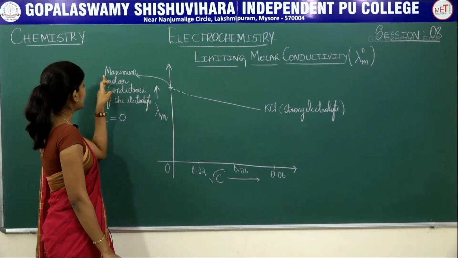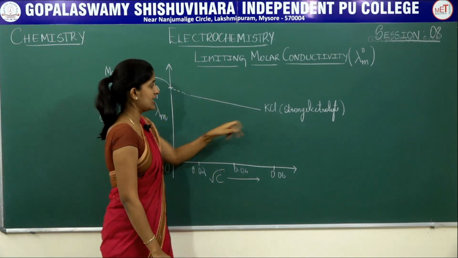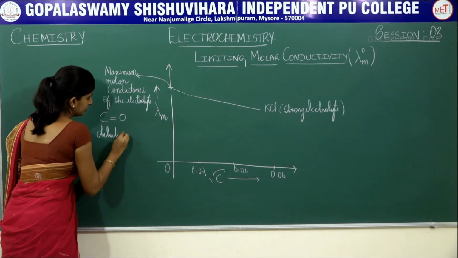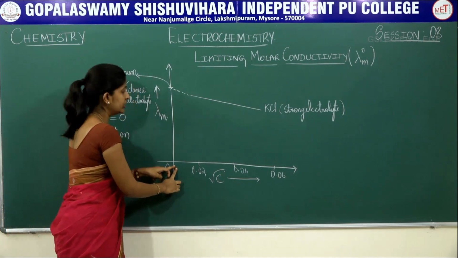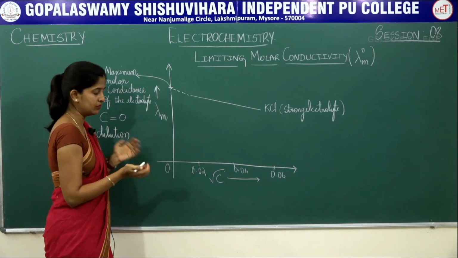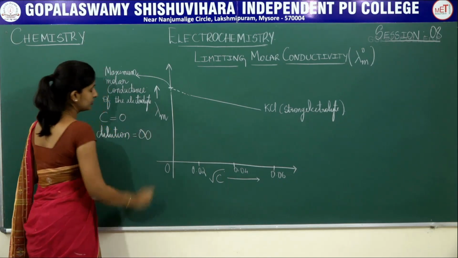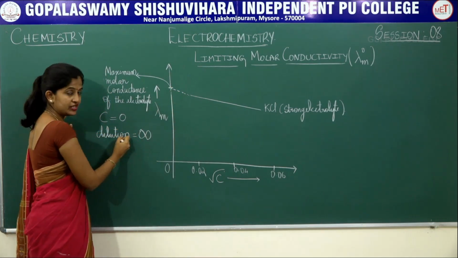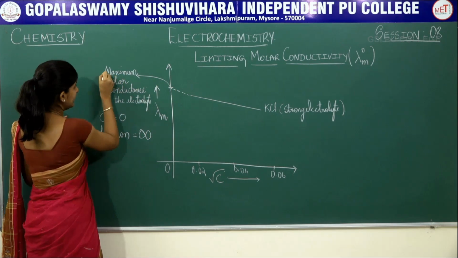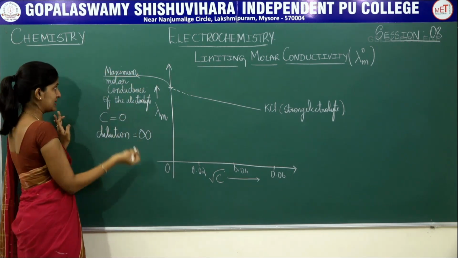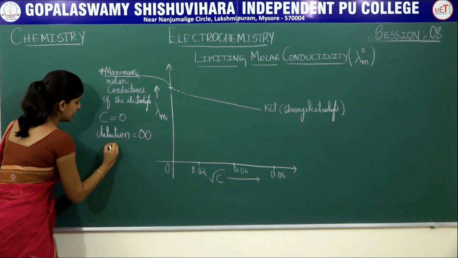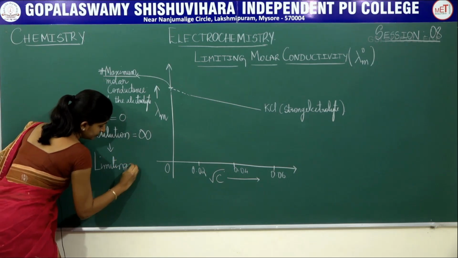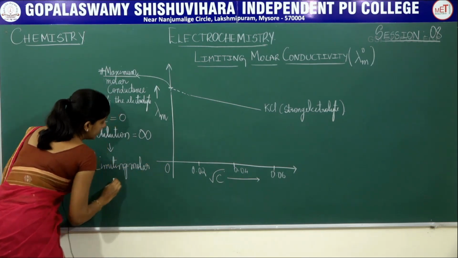This point wherein the maximum molar conductivity of a strong electrolyte is observed, where concentration is 0, since concentration is 0, you can observe that dilution is at its maximum, that is, dilution is infinite. So this point wherein the concentration is 0, which means dilution is infinite, the molar conductivity is at its maximum, and this molar conductivity is called your limiting molar conductivity.